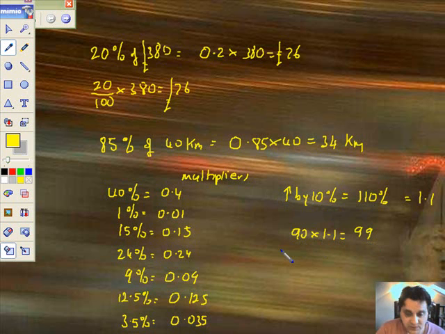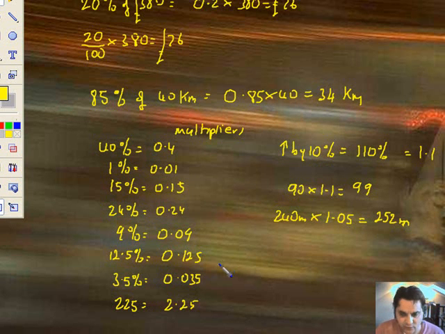Now, next one, I've got 240 meters and I want to increase it by 5%, so multiply by 1.05. Essentially you're working out 100%, which is 240, and the 5%, but we're doing it in one step. So 240 times 1.05 automatically puts in a 5% increase and adds it on for you. So that's 252 meters.